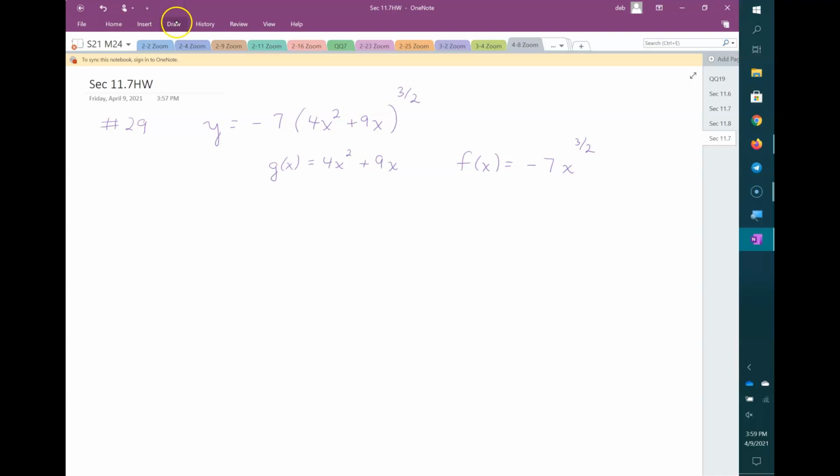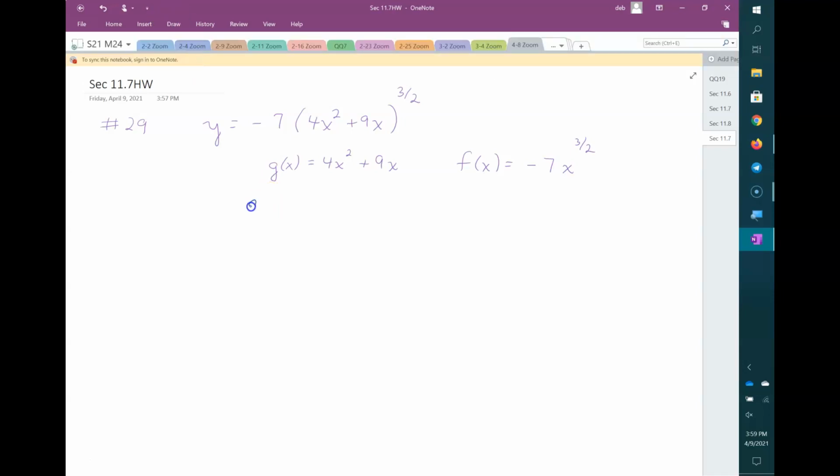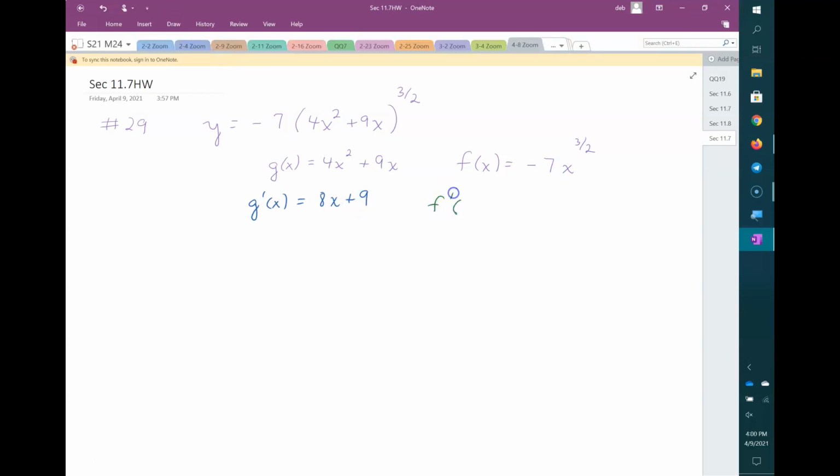So we need the derivatives of both of these functions. So g prime of x is going to be 8x plus 9 using the power rule. And f prime of x will be -7 times 3/2 x to the 1/2. So then the chain rule is what we need for composition of functions.